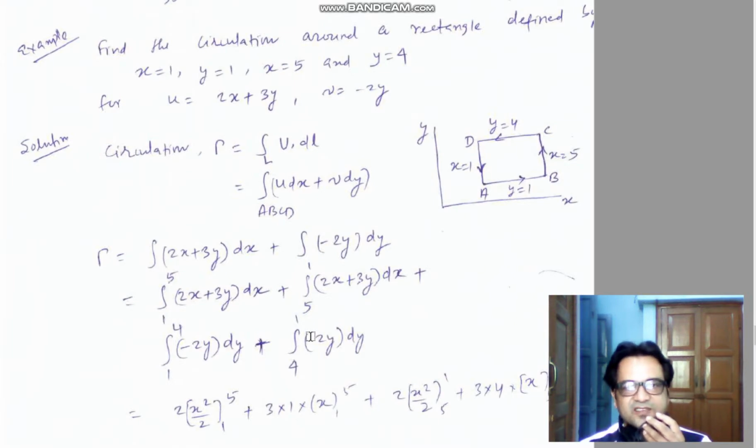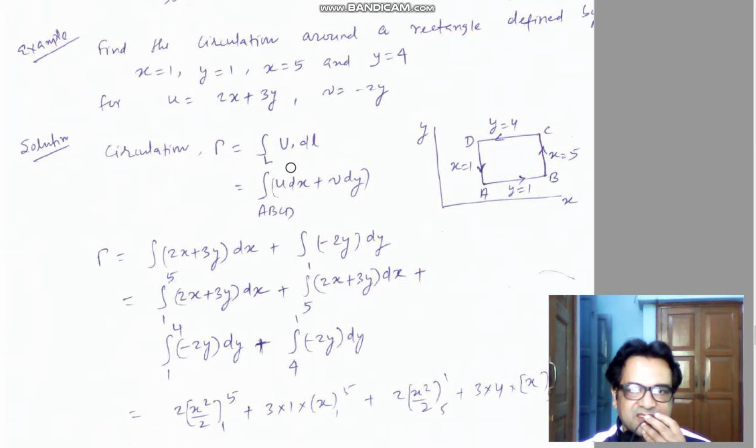So let's solve a small question to find the circulation around a rectangle defined by x equal to 1, y equal to 1, x equal to 5, y equal to 4, and velocity is given as u equal to 2x plus 3y, v equal to minus 2y. So this is the rectangle you can easily draw from these four lines.